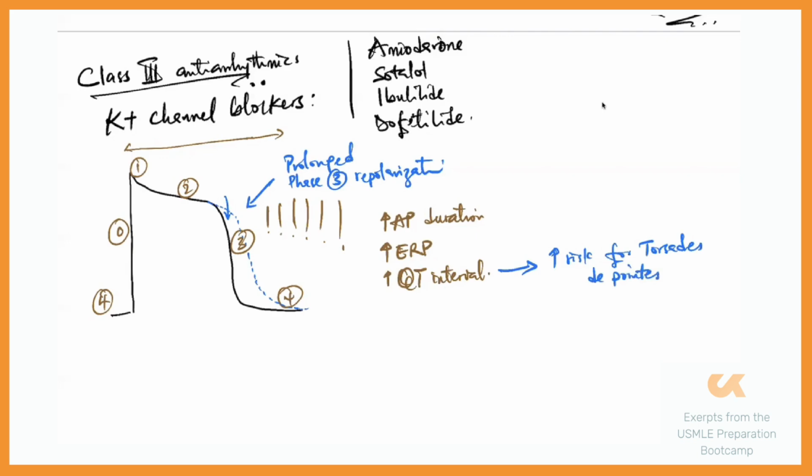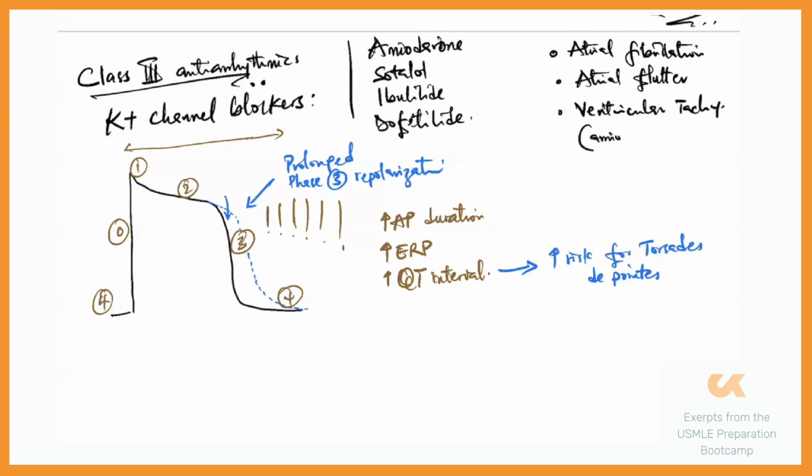That is important. These medications are used for 3 major purposes that you have to remember. One is for atrial fibrillation. The second is for atrial flutter. And the third is for ventricular tachycardia. Now, for ventricular tachycardia, you may want to remember that it's primarily amiodarone and sotalol that have ability to manage ventricular tachycardia.